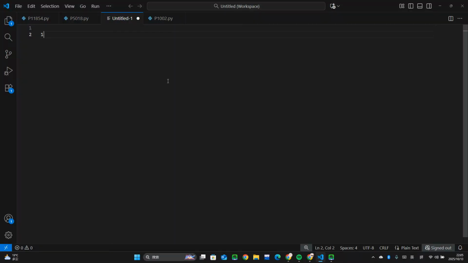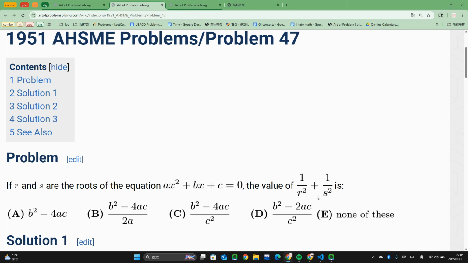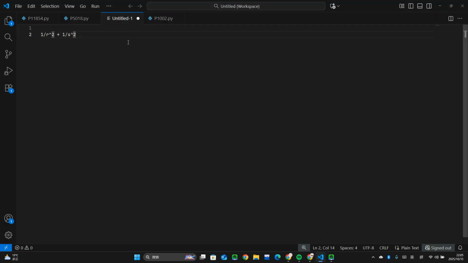So we have 1 over r squared plus 1 over s squared. I'm pretty sure that's what it is. I don't know why they would name them such weird stuff, r and s. Maybe that's a common way to name roots. I don't know. I'm not a math person. I'm a coder. Anyways, we have those two added up together, and we're trying to find what they are in terms of coefficients.